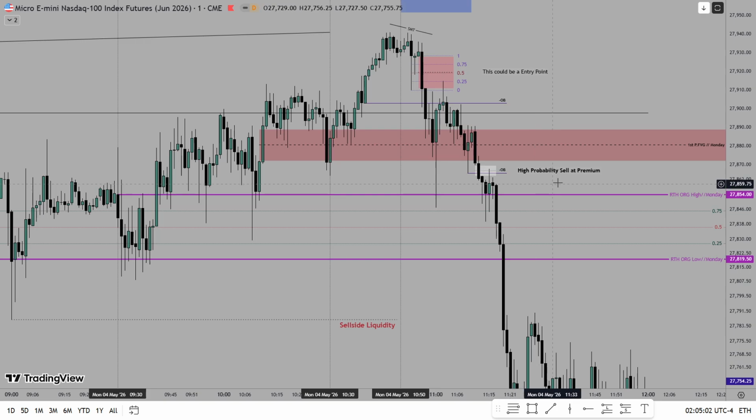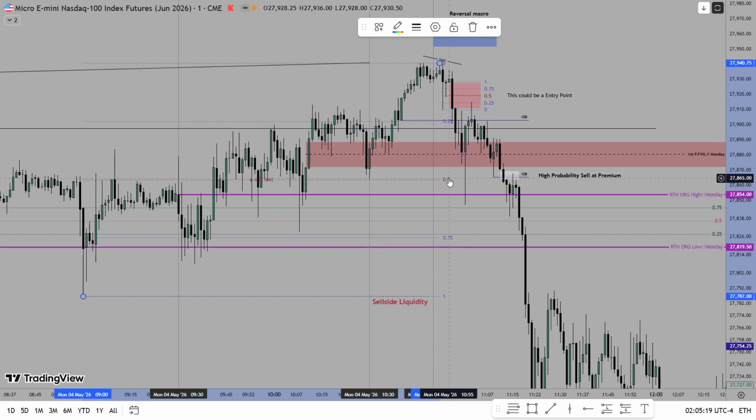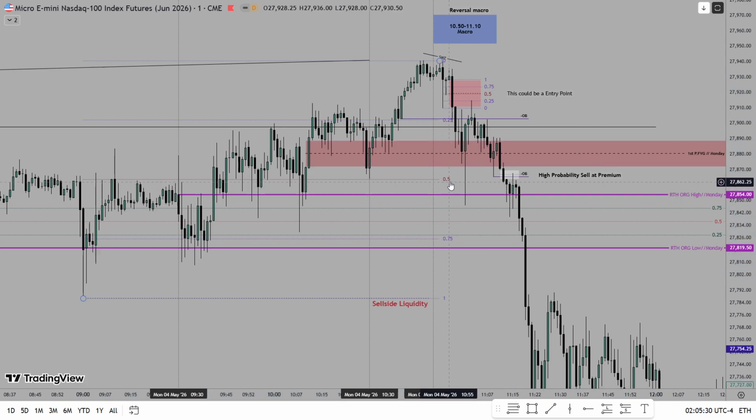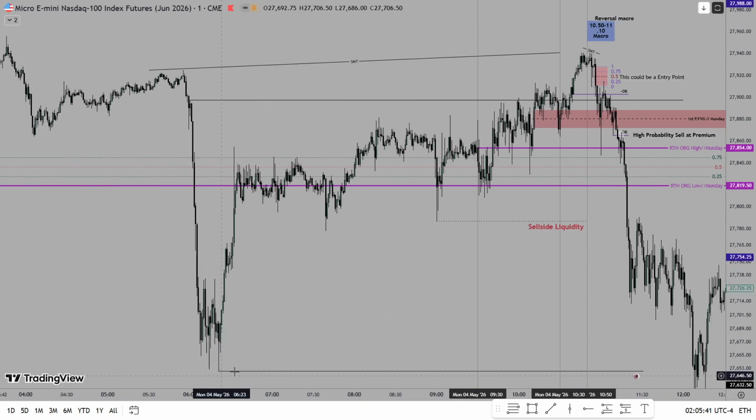This could be a high probability sell at premium. Why did I write premium here? Because let's mark it. This is the low of discount. This is the high, premium. Okay, this is the midpoint, and this is above the 50% of this range. That is why I mark here premium. This could also be the last entry in this selling leg, and as I marked before, this was our last target.